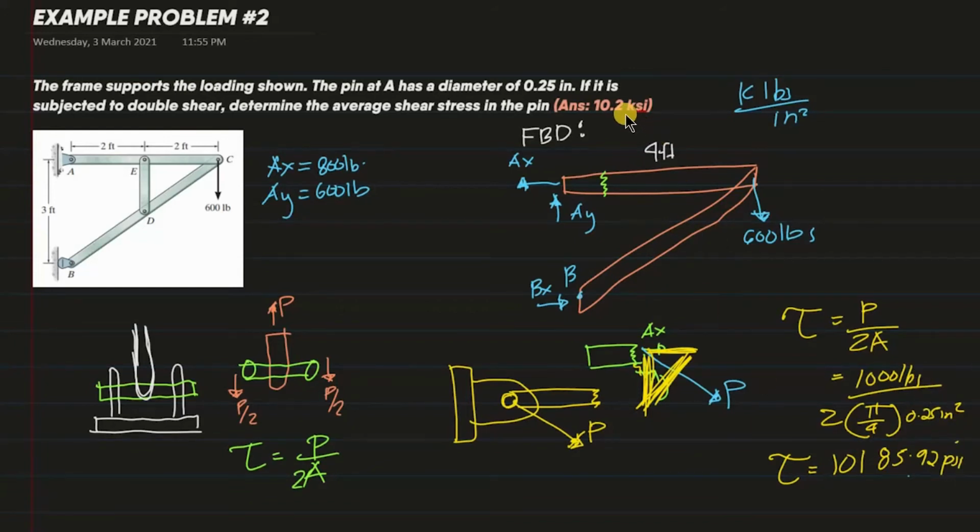Okay? Pero yung answer natin dito is 10.2 KSI. Ang 10.2 KSI, mga bis, is equal yan sa kilopounds per square inch. So, para i-convert to, i-divide lang natin to into 1,000 for us to have an answer of 10.185 KSI. So, malapit lang dito. Siguro nagkaiba lang siguro dahil sa rounding off. Pero, yeah, that's how we get the answer.